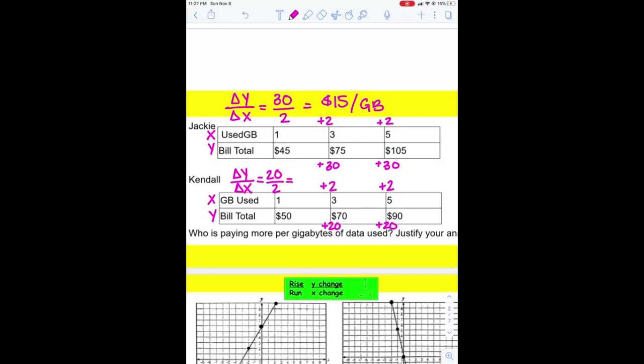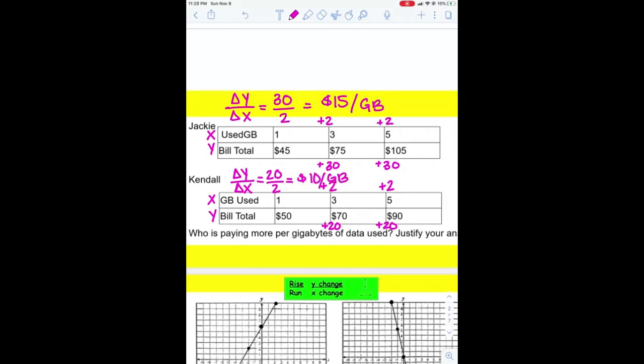So my rate of change is going to be $10, not 0, $10. And so I see that Kendall is only paying $10 for each gig of data used. So Jackie is paying more.